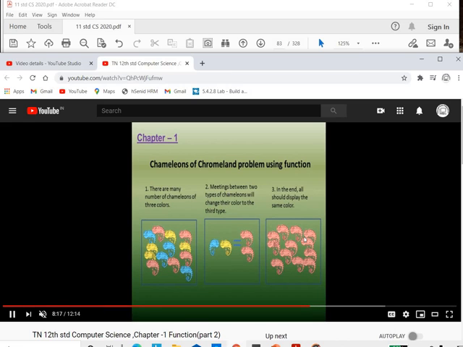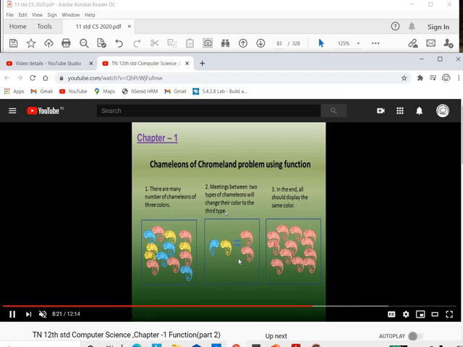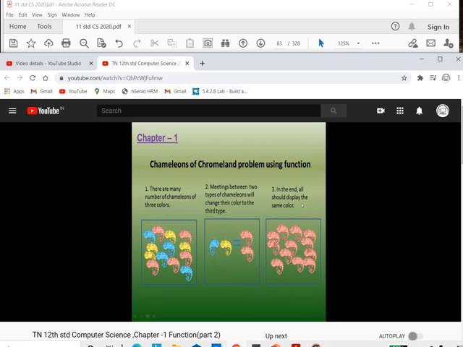If two different chameleons meet, like the blue and yellow, then they have to change to the third one, pink. Understood, children? The two are different colors, but when they meet, they have to convert to the third color. So at the end, all should be in the same color. This is our requirement. So how to achieve this?